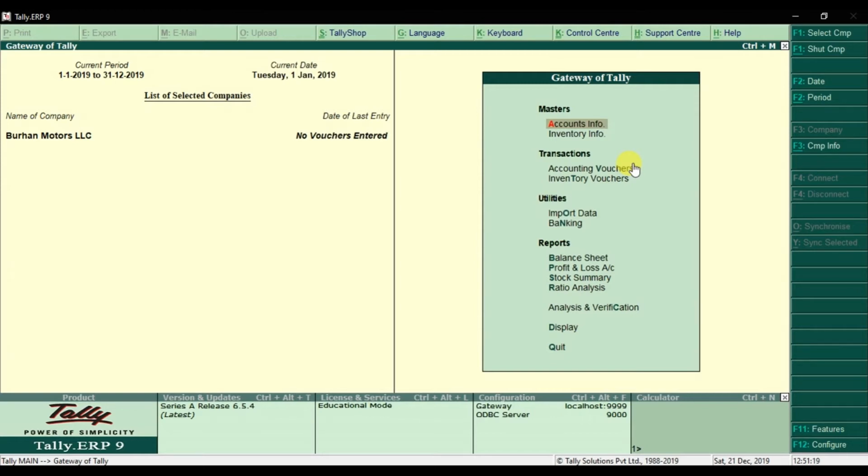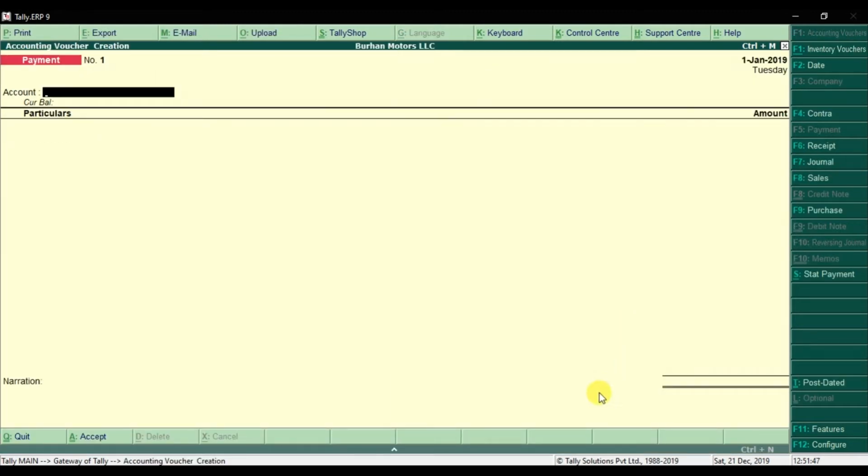And in transactions, where will you go? Accounting transactions or inventory transactions? Accounting transactions. Right now we haven't entered any stock yet, so we are not doing anything related to inventory or stock. It is related to accounting vouchers, right? Press enter. When you go into the accounting vouchers, if you look on the right side, we have different options there.